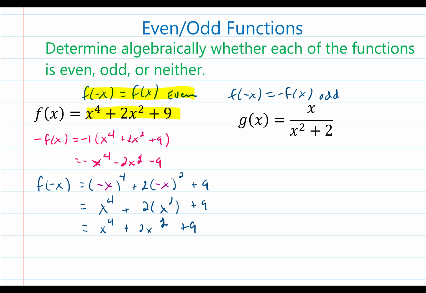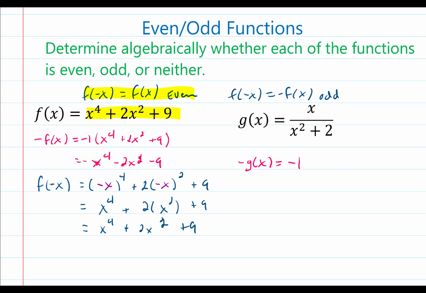You may also notice that since this is a polynomial function and all powers are even, we will get an even function. Now to our second problem where we have a rational function. We're going to again start by finding negative g of x, just because it's helpful to have this function so that way we can compare g of negative x to either the original function g of x or the opposite, which is negative g of x.